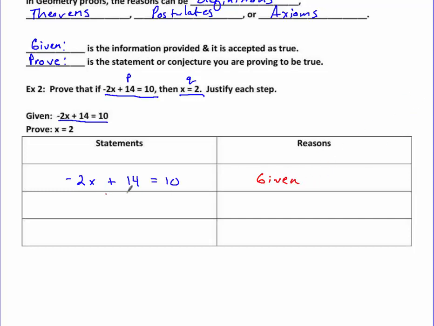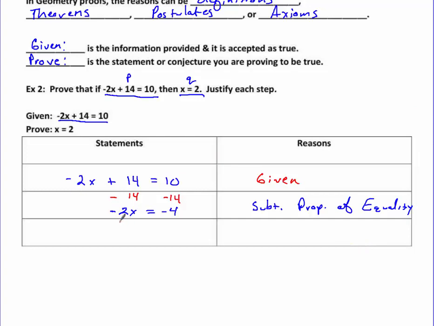Now we're going to start to do our steps. Well, you know the first step is subtract 14 from both sides. And notice I'm going to write all of this in this one box. So when I subtract this 14, this gives me negative 2x equals negative 4. And my reason for doing this step right here is the subtraction property of equality.